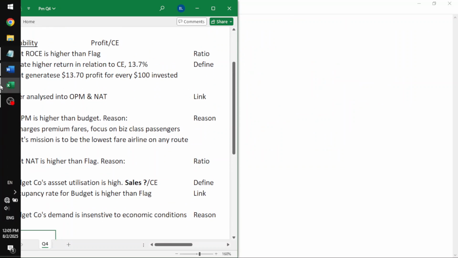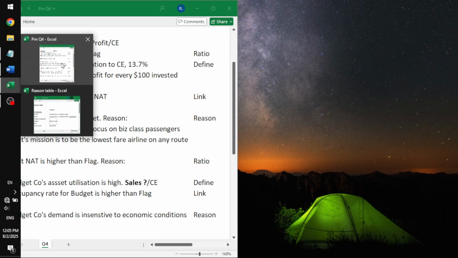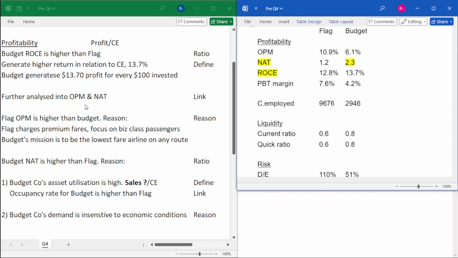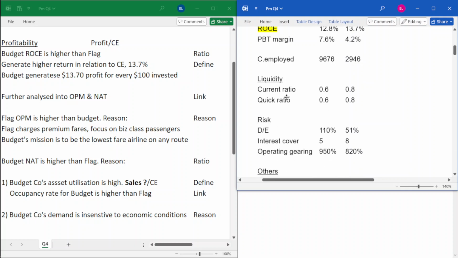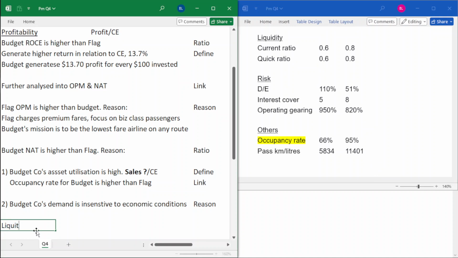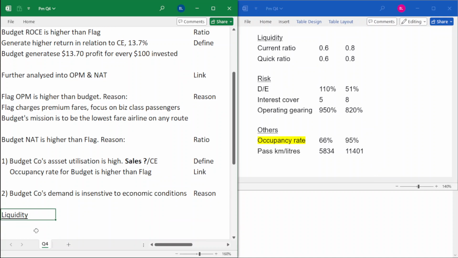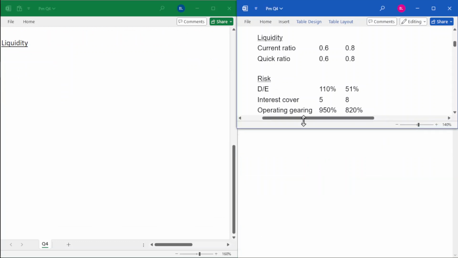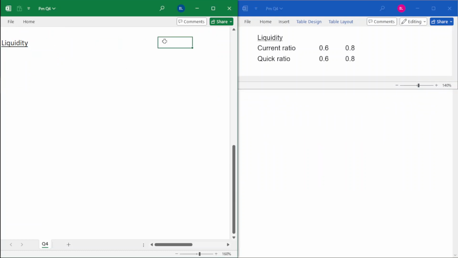For profit, we talk about ROCE, OPM, and NAT. So now let's talk about liquidity. For liquidity, we have current ratio and quick ratio. First step is the ratio. Then we define it, then link it, then give the reason.